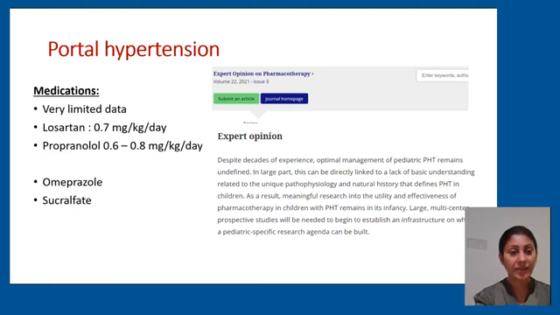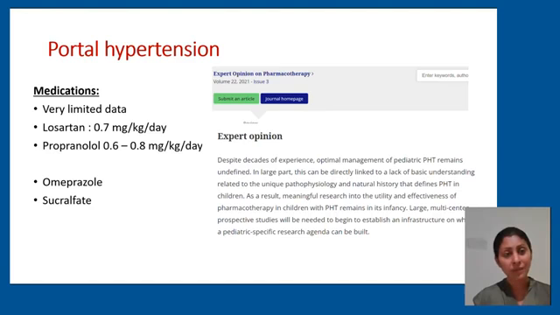Actually, the data are very, very limited in pediatric practice. If you see this expert opinion in this article, they clearly say very limited data, because it's very difficult to get ethical approval for this type of clinical trial in children. However, we adopt most of the data from adults, which might not be correct actually.